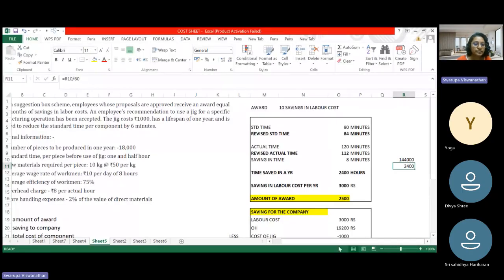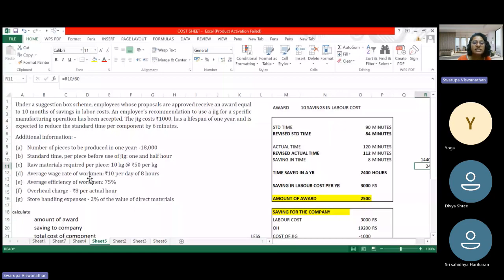Now what is the wage rate? It is 10 rupees per day for 8 hours. For 8 hours, it is 10 rupees.